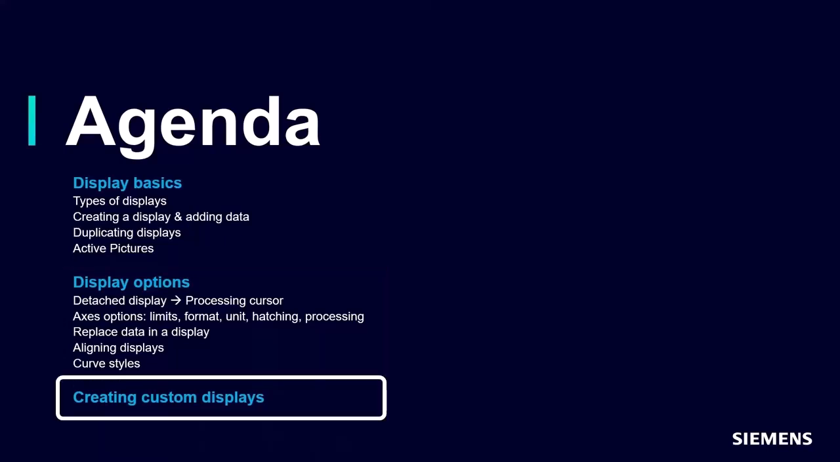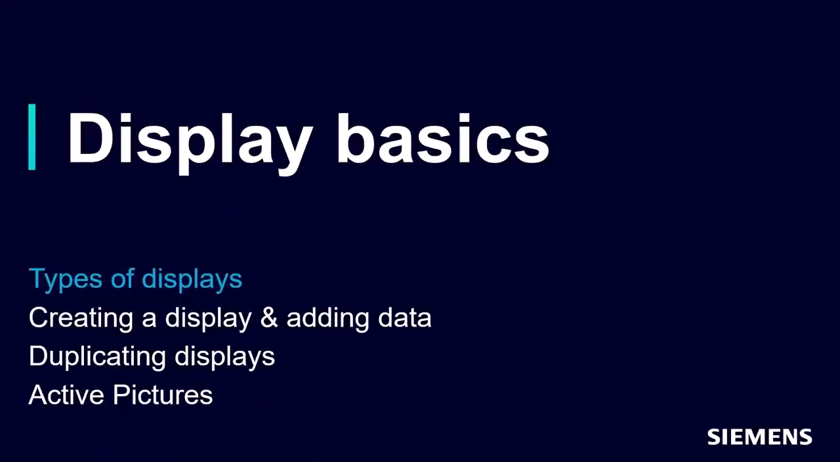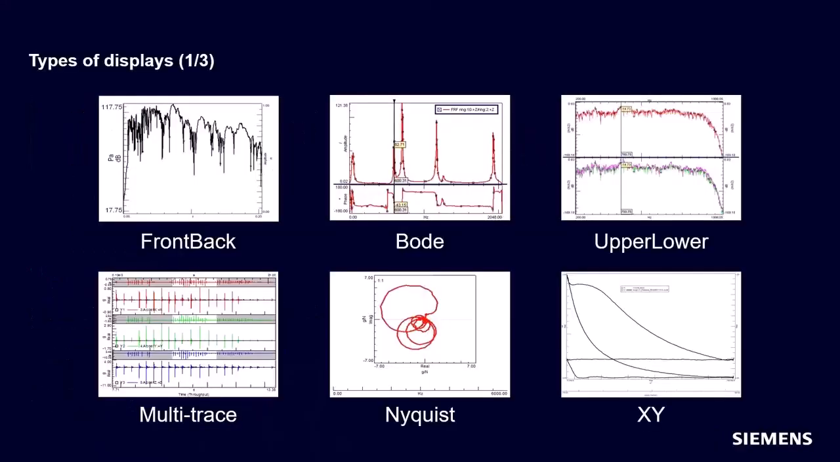And then we'll close by talking about creating a custom display and using what we call layout management within Test Lab. We'll start with some display basics. So just to talk about all the different types of displays, I've got 3 pages of these, so we'll just cover these all briefly, but probably the most famous of Test Lab displays is maybe the front back, and this is really just a typical XY plot where we can plot data on maybe 2 different Y-axes.